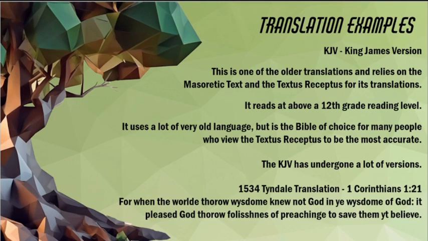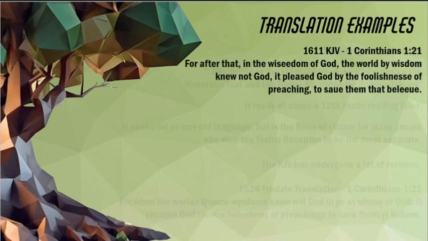For when the world thorough wisdom knew not God in the wisdom of God, it pleased God thorough foolishness of preaching to save them that believe. I don't even know how to pronounce properly some of those spellings, but this is the 1534 William Tyndale translation of the KJV. This is the original KJV right here.